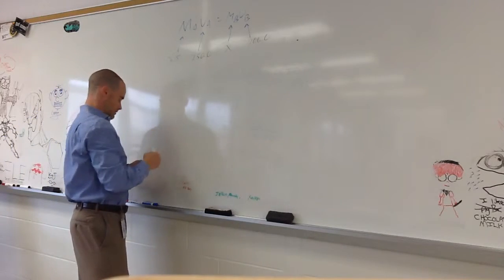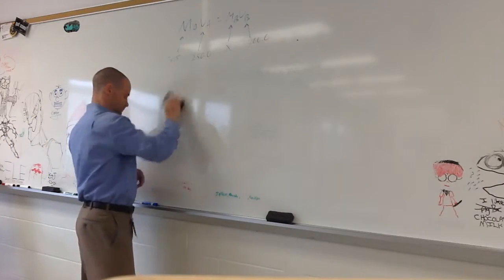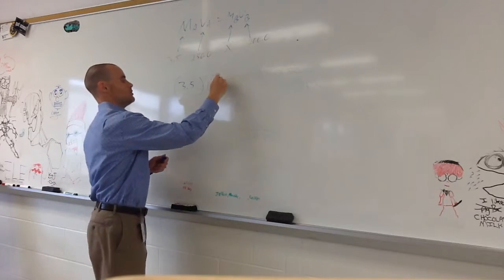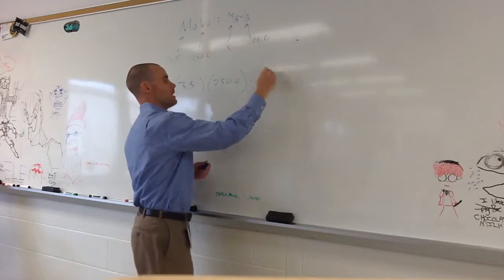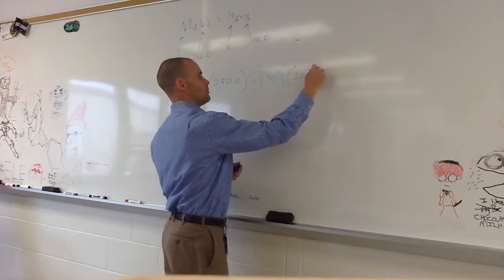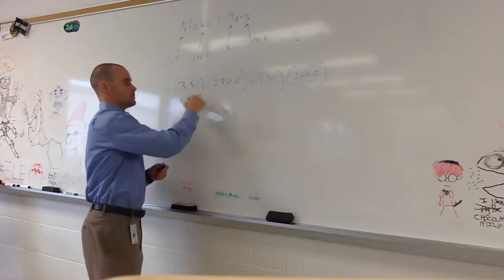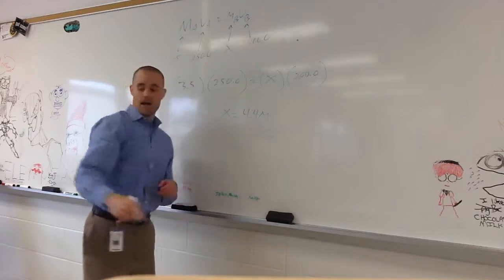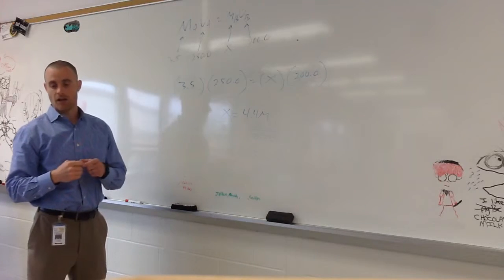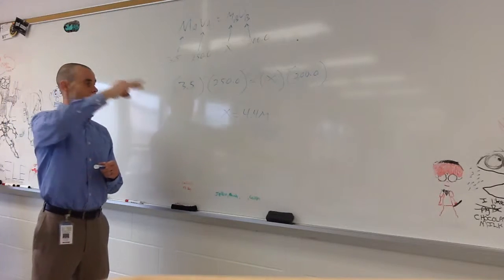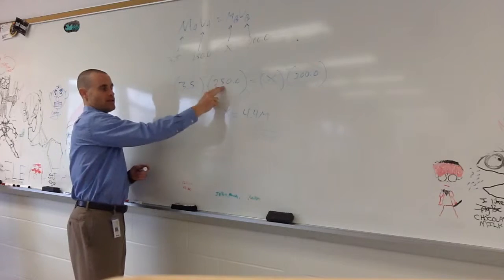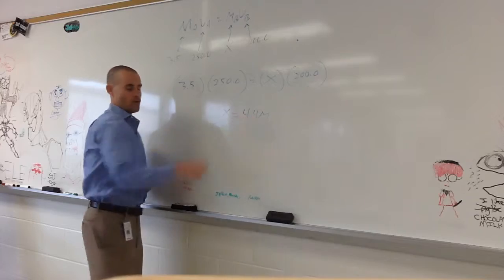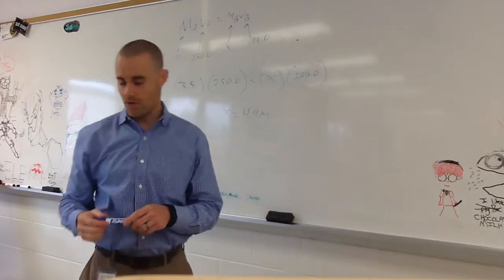3.5 times 250.0 equals X times 200.0. X equals, multiply and divide, 4.4. And I abandoned my sig fig rules on number 3, but there were 3 sig figs. Here it's only 2 again. Here's 2, this has 4, that has 4, so that can only have 2 because of that. So 4.4 is what we rounded to. 4.4 for number 4.